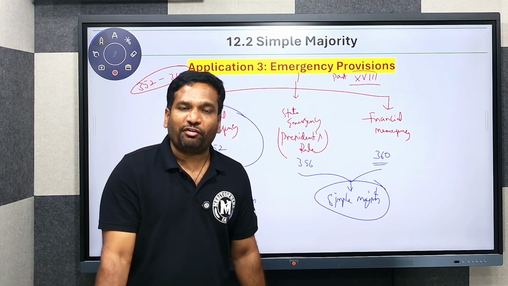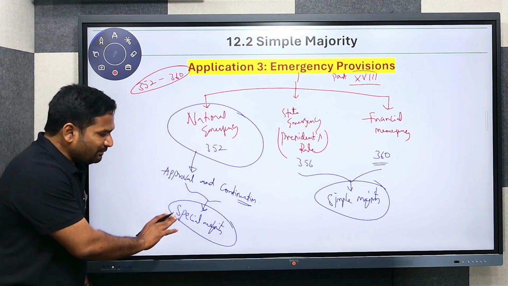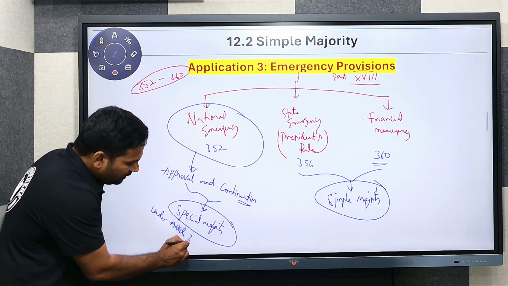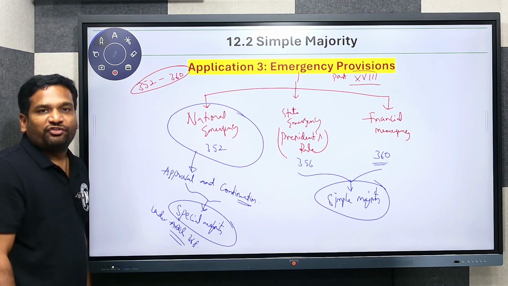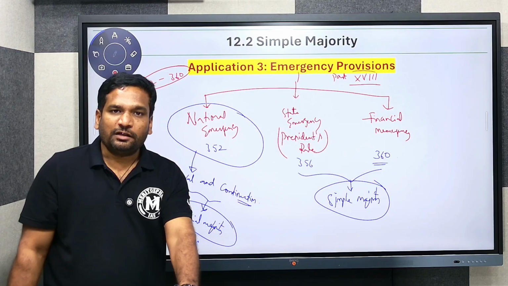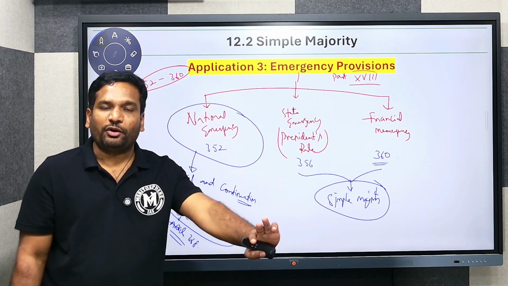It has to get the approval of the Parliament, and the majority that is required for getting approval of the Parliament is special majority under Article 368. Right? So after the approval, for the next 6 months, the national emergency will continue.